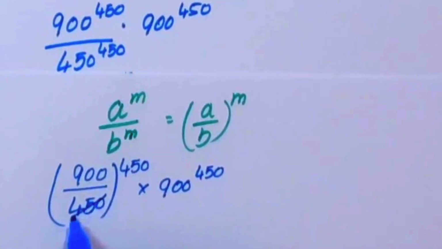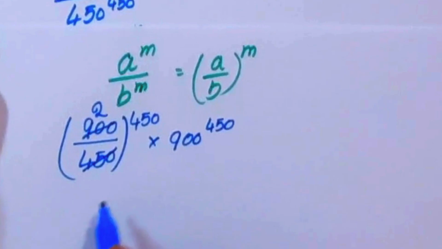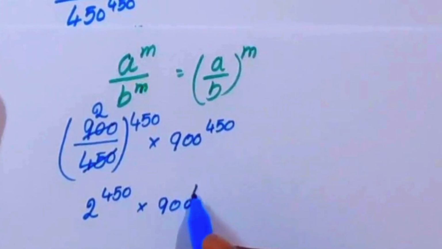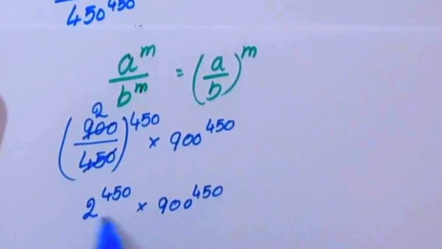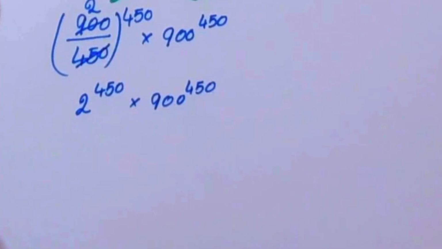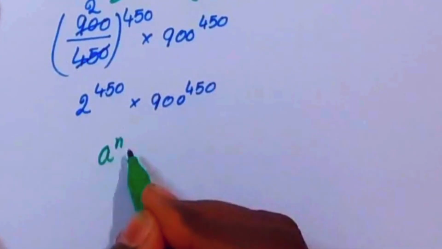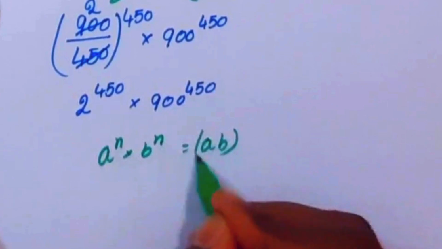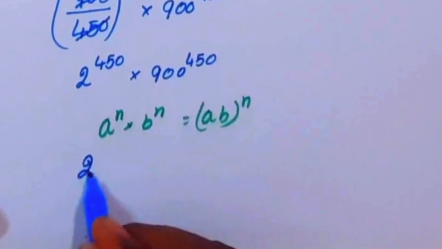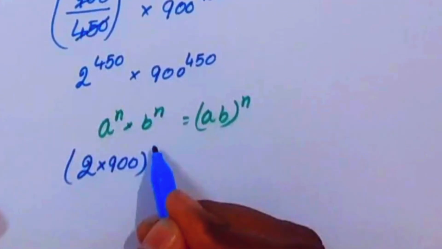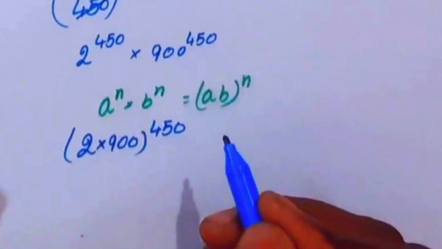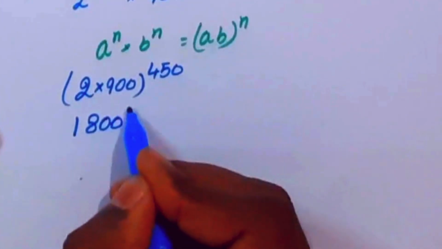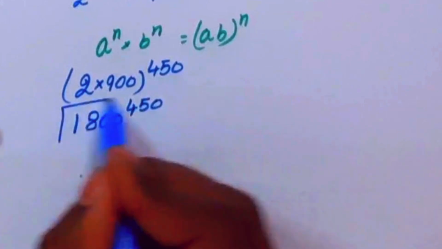Now simplify this, so cancel this, here 2. So 2 power 450 times of 900 power 450. Here bases are different, powers are same in the product. This looks like the identity of a power n times b power n, which is a b whole power n. So 2 times of 900 whole power 450. Now 2 times of 900 is 1800 in power 450. This is the answer in the first method.